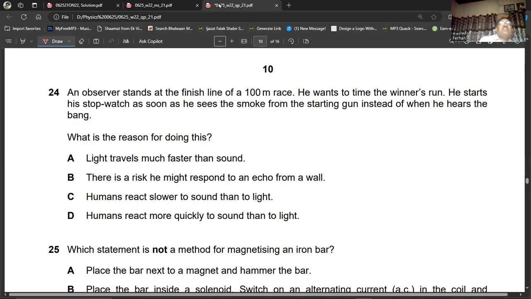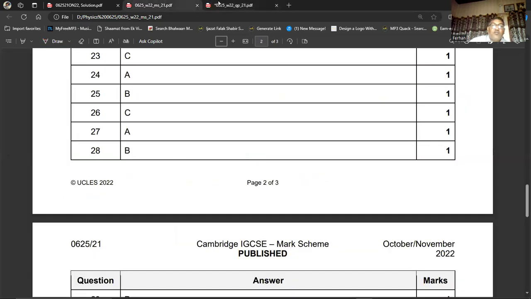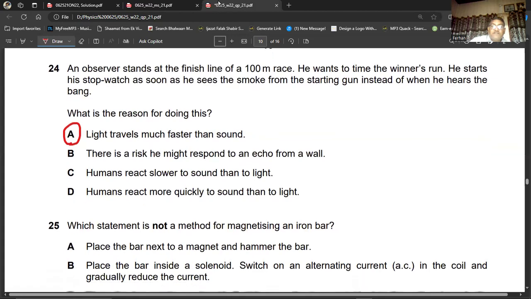Because the light reaches him immediately and the sound reaches him later, because the speed of light is very, very fast as compared to the speed of sound. Light travels much faster than sound. This is a right statement. There is a risk he might respond to an echo from a wall. Humans react slower to sound than to light. No, humans react more quickly to sound than to light. These statements are all wrong. The only right statement is A. Question number 24, A is the right option, sir.